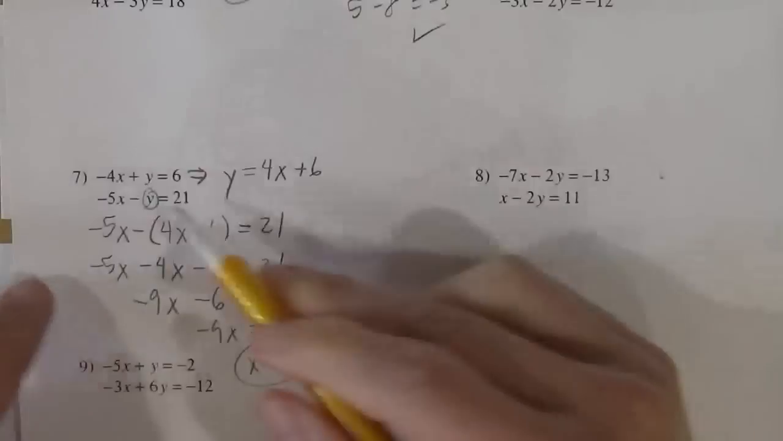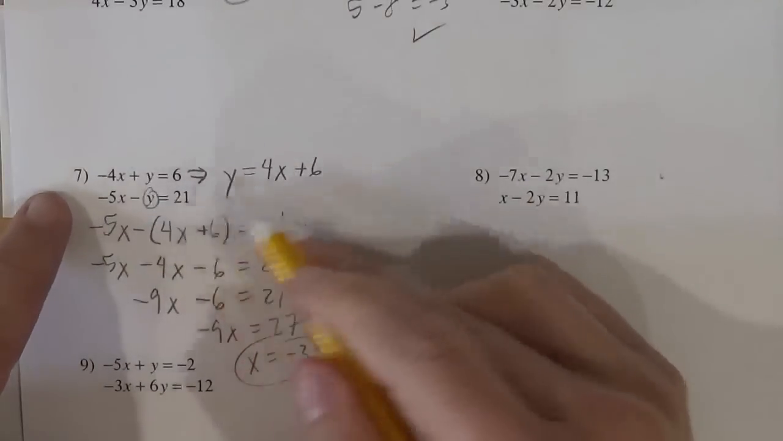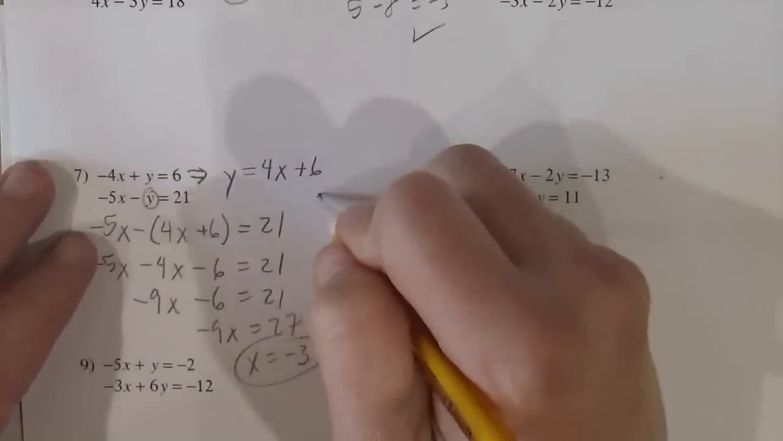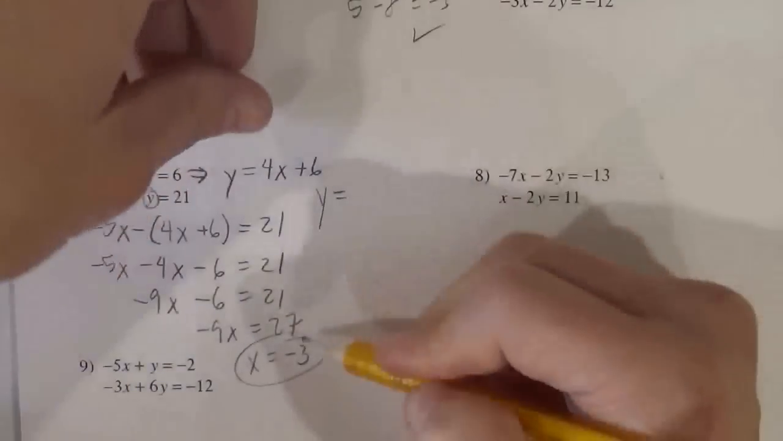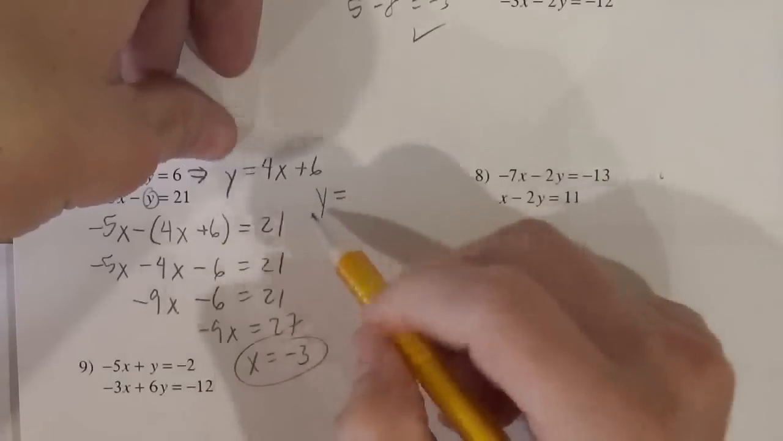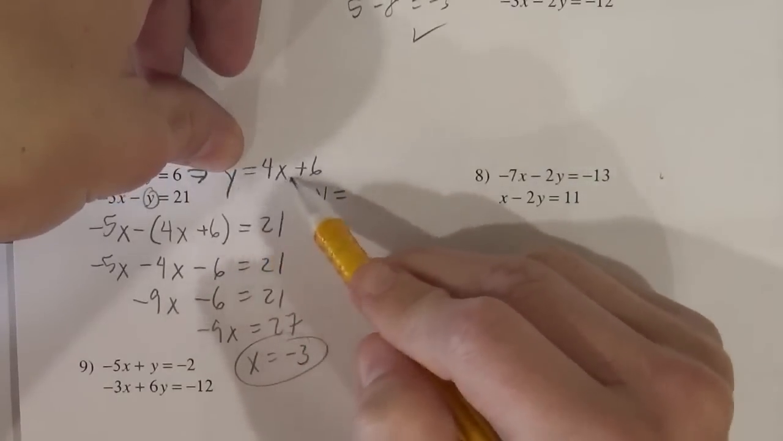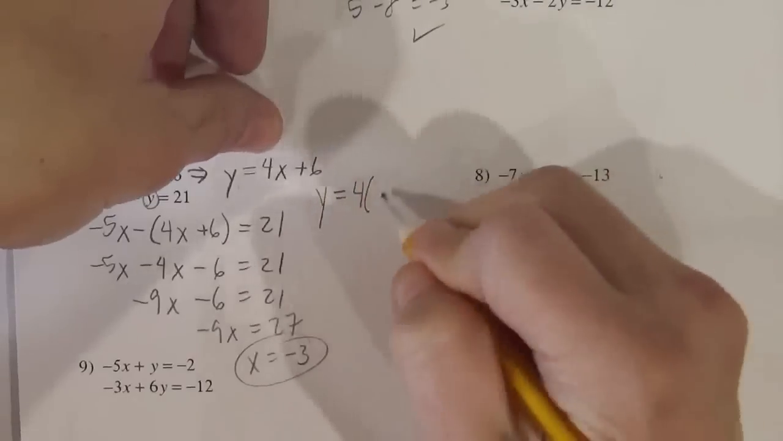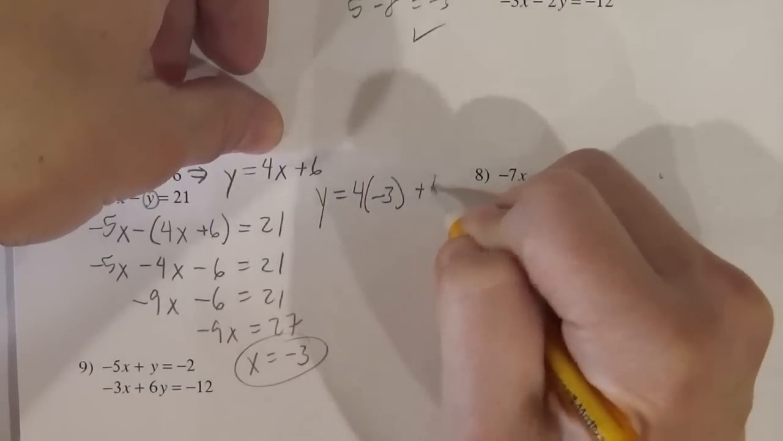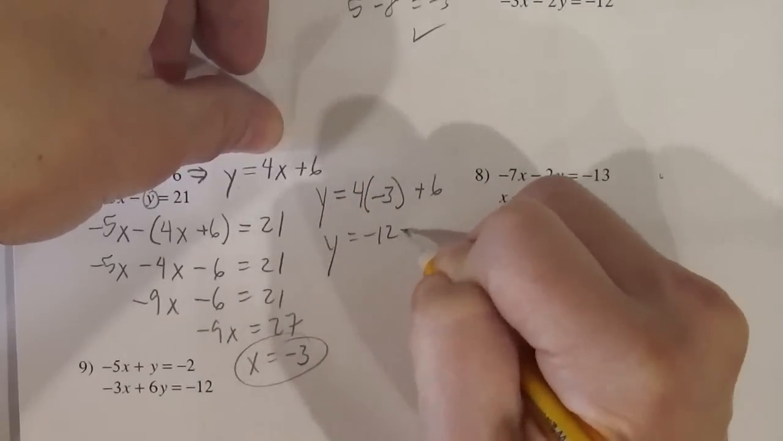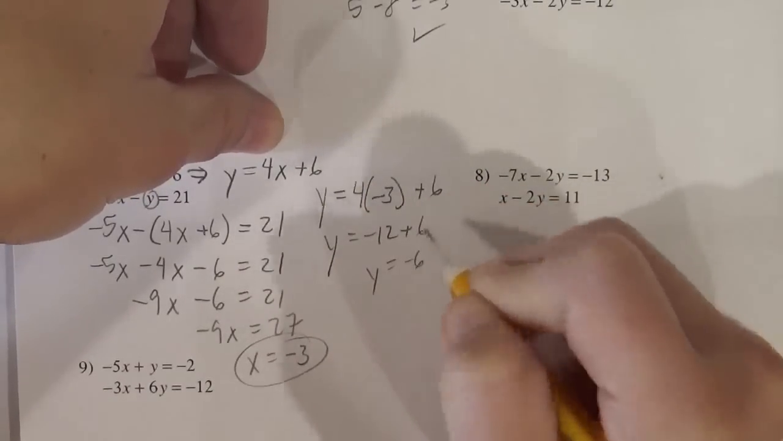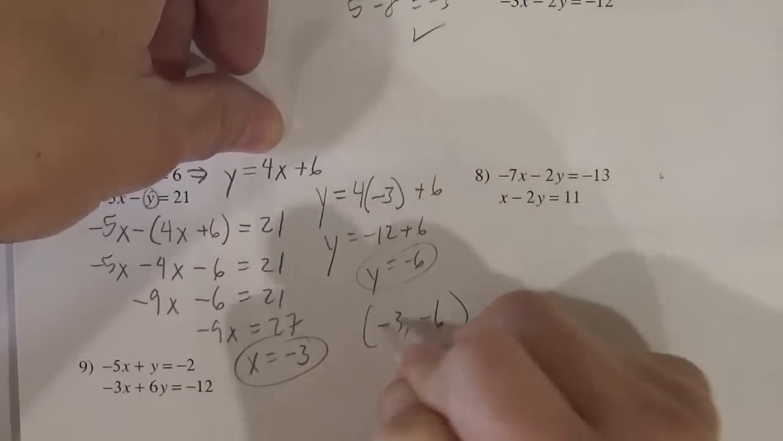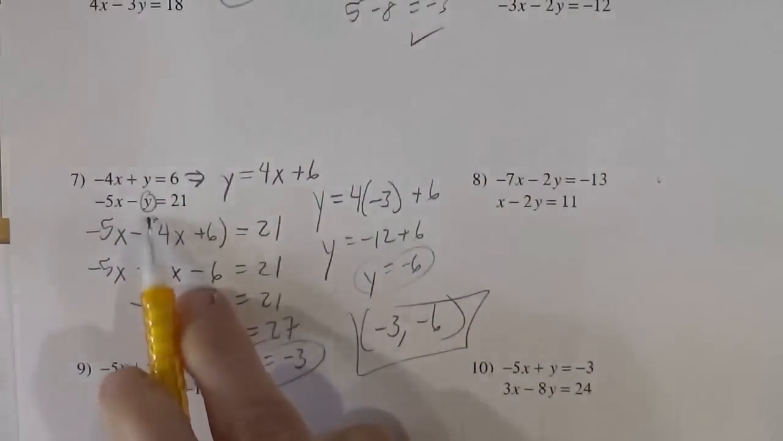And then plug that back into either one of these or that one, doesn't matter. Every single equation, if you haven't made a mistake, every single thing you've written is true. So you can plug it back into any one. But I'm thinking this one where you have the y equals already is the easiest. So the y will equal 4 times negative 3 plus 6. So negative 12 plus 6, so y is negative 6. So my ordered pair would be negative 3, negative 6, and I leave it to you to check it.